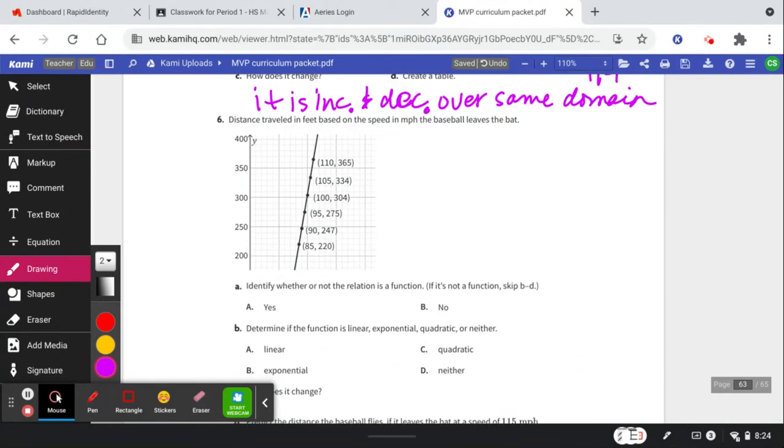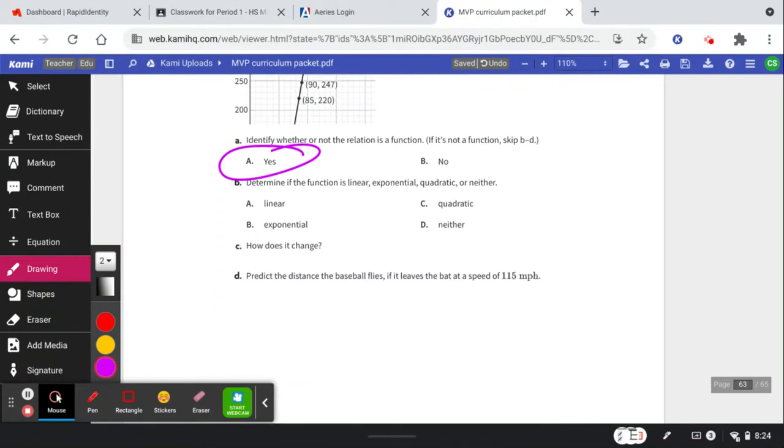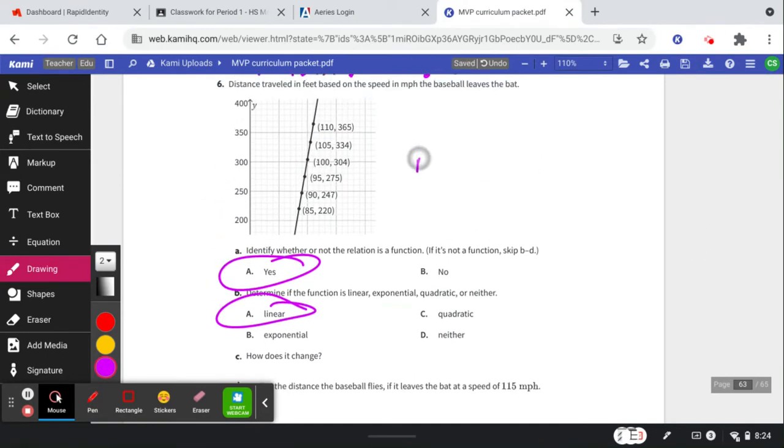The distance traveled in feet based on the speed. Check out all these points that they put on here. Is the relation a function? Yes. It is linear. How does it change? You're going to do the slope formula on this for me. 365 minus 334 over 110 minus 105.